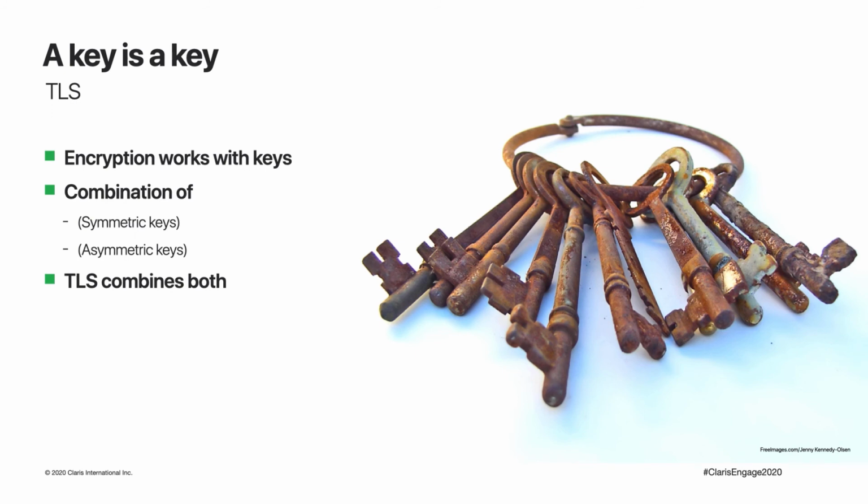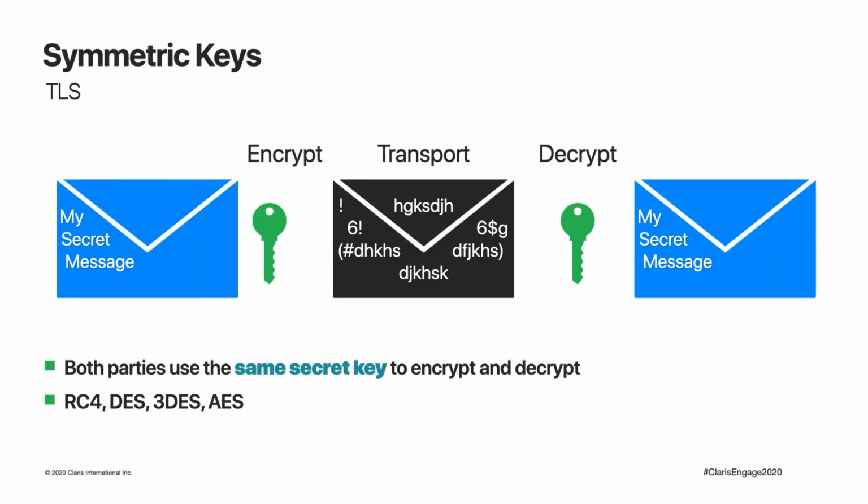Encryption works with keys. And TLS is working with two kinds of keys, symmetric keys and asymmetric keys, and uses a combination of these. What is a symmetric key? Well, a symmetric key means that you're using the same key to encrypt and to decrypt a certain message or a certain piece of data. Examples are RC4, DES, 3DES, AES. These are methods of symmetric key encryption.